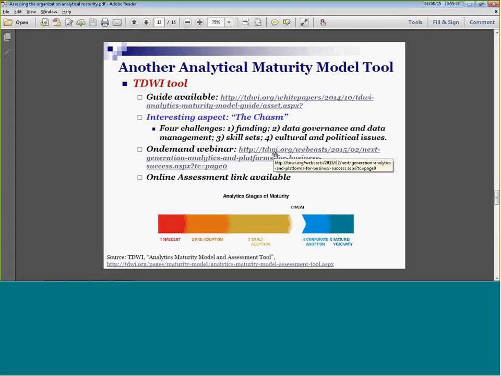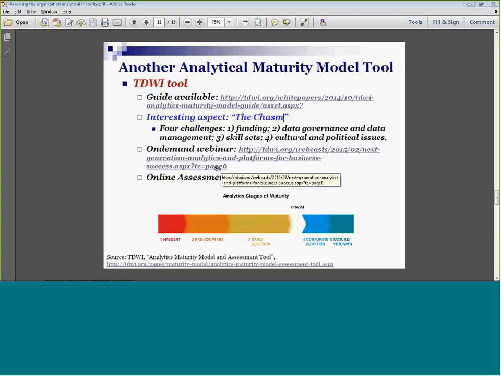There is an on-demand webinar all about their tool, which I think is very interesting for those who have the time. I see somebody's asked, is that the same as crossing the quality chasm? I don't think so. I'm not familiar with crossing the quality chasm. It could be a spin-off. I'm going to say a little bit about crossing the chasm in just a minute. There is an online assessment link.